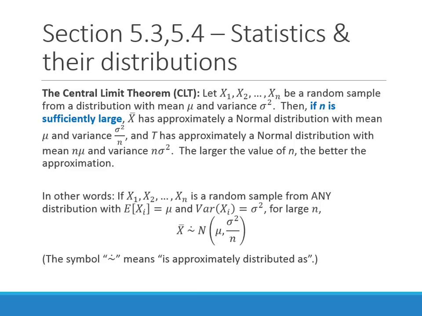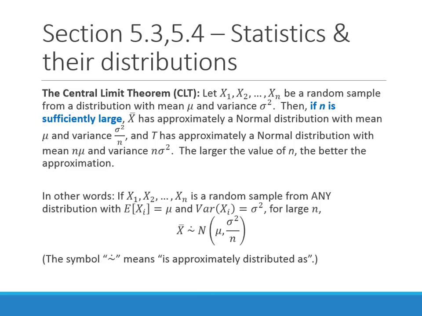So here's what this thing says. If we start with the same setup, we have a random sample with mean mu and variance sigma squared, the same setup as we've had before, then if n is sufficiently large, our sample mean is going to have approximately a normal distribution with the mean and variance that you would expect: mean mu, variance sigma squared over n. And same thing for T, the sum. And the larger the value of n, the better the approximation.